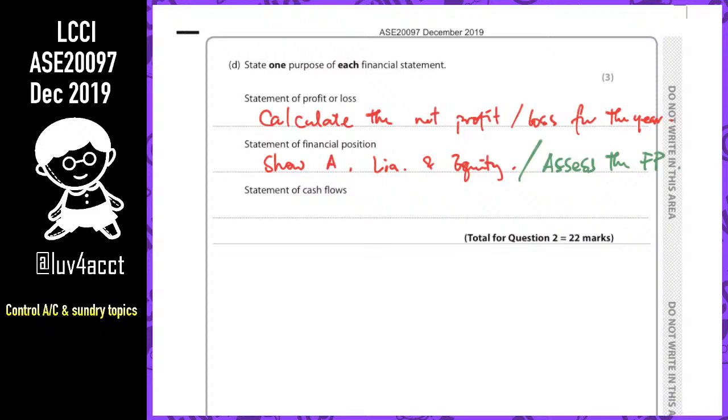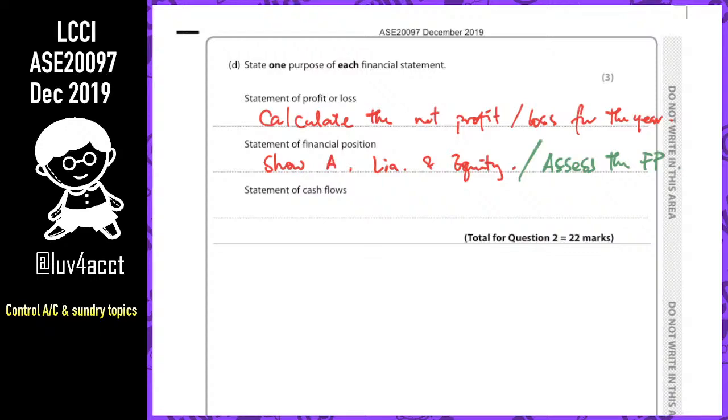You have to explain. That's why I think, for me, I would say it will show assets, liability, and equity, so as to assess the financial healthiness of the company. That would explain what financial position is, rather than you just repeat the words. Okay, next one, statement of cash flows.